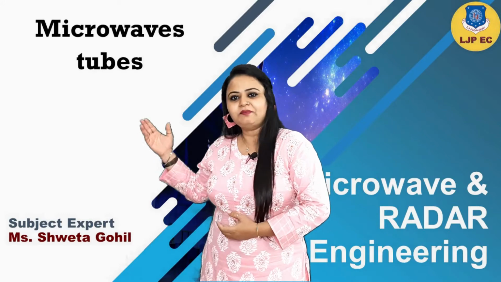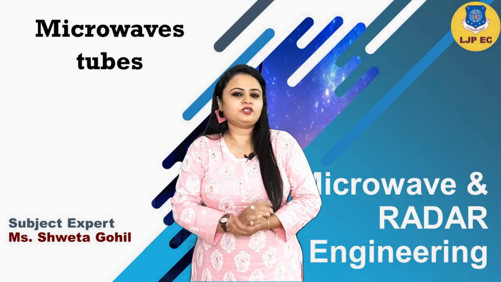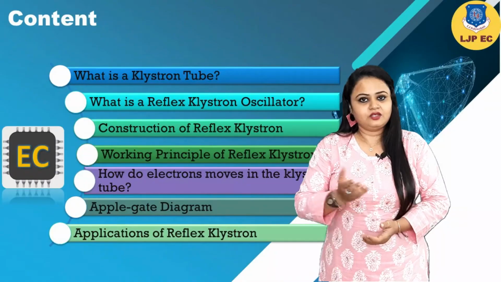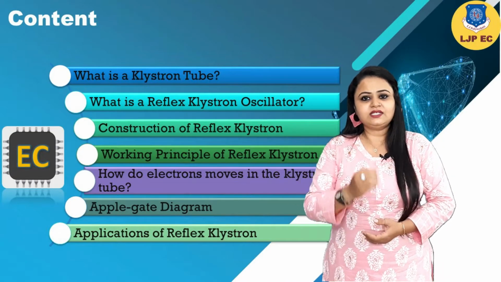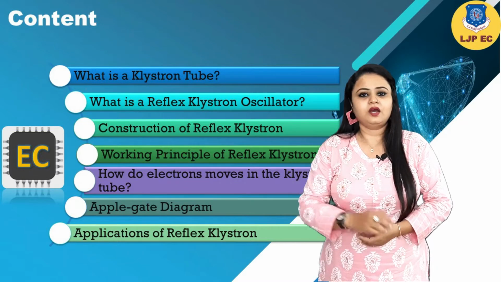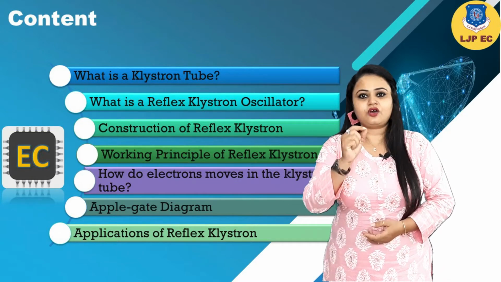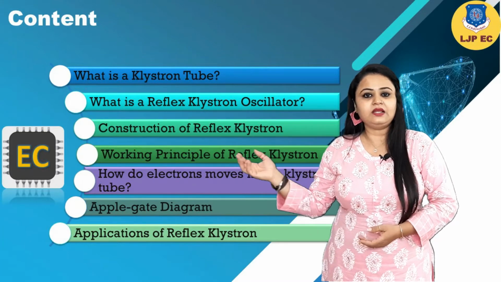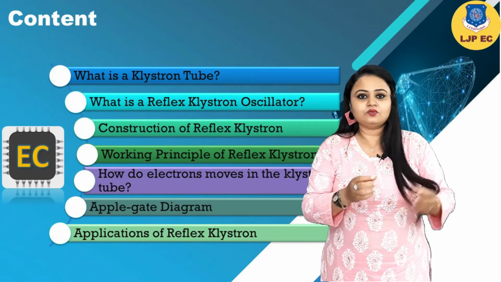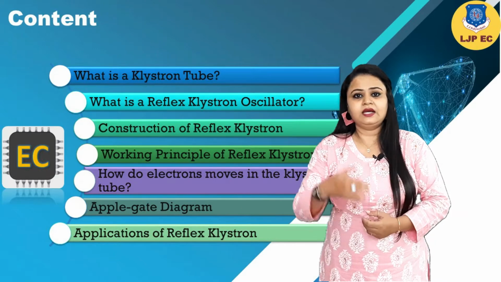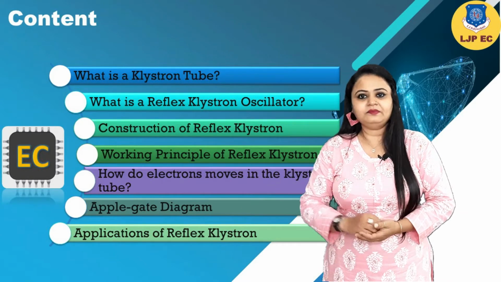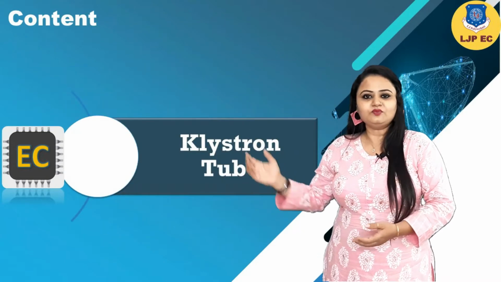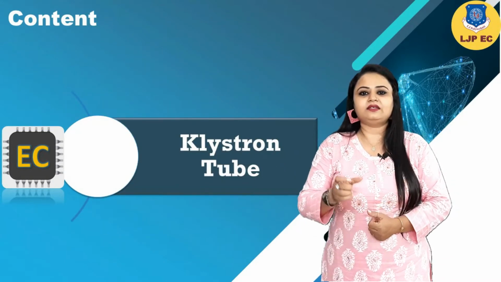Today we will see microwave tubes which are used for generation and amplification of microwaves. So in today's session we will see klystron tube, what is reflex klystron oscillator, its construction, its working principle, how electrons move in the klystron tube, Applegate diagram, and applications of reflex klystron. So let us move towards what we mean by klystron tube.